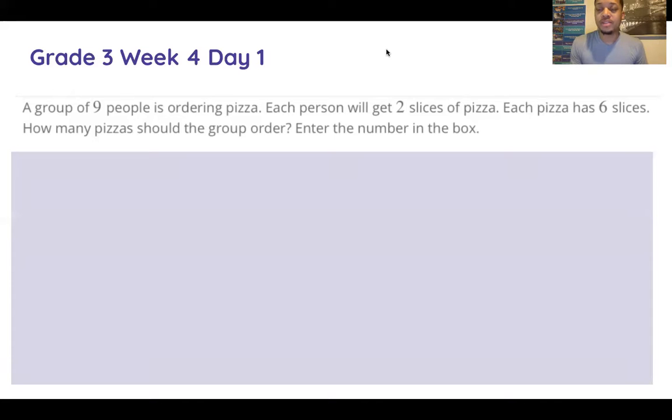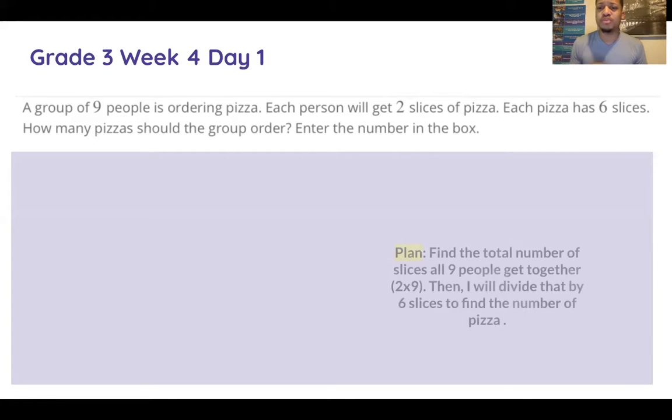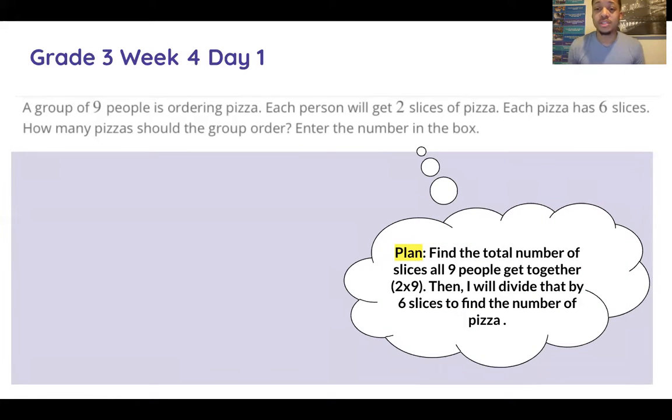All right, great to have you back. So Mr. Carwell is going to show you what his plan was. After I read this question, I found the total number of slices all 9 people get together, which is why I did 2 times 9. But then I will divide that by 6 slices to find the number of pizzas that I have to order. So let's take a look at my work.